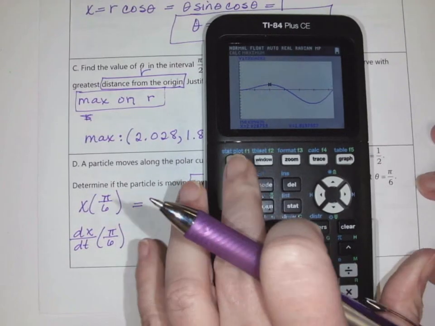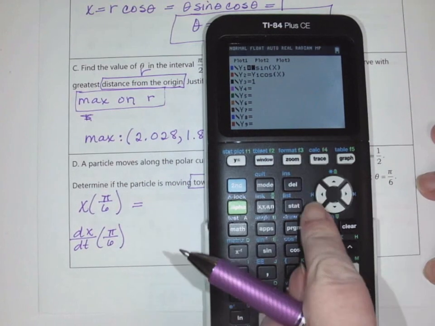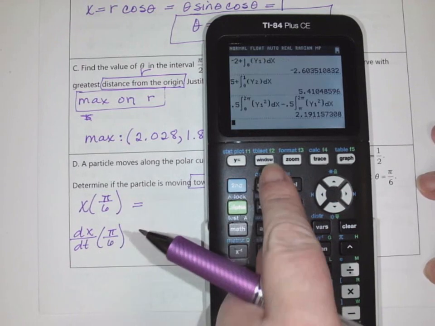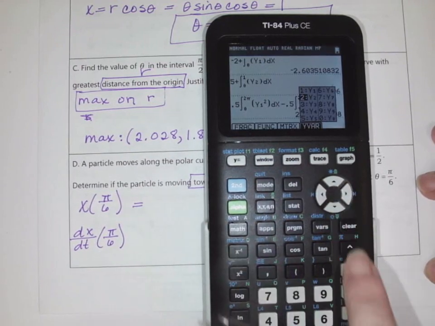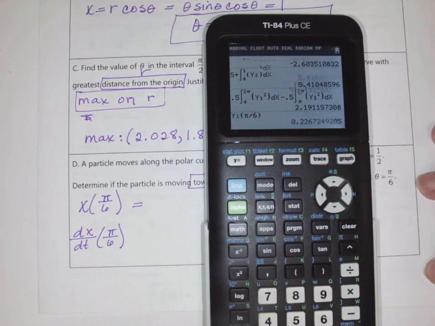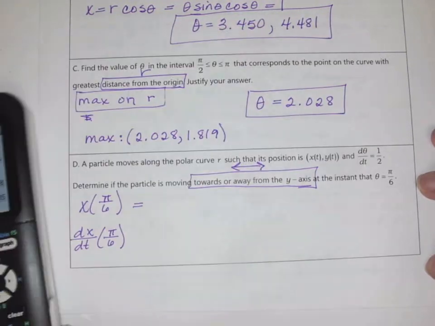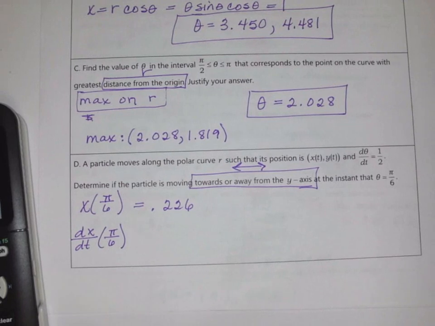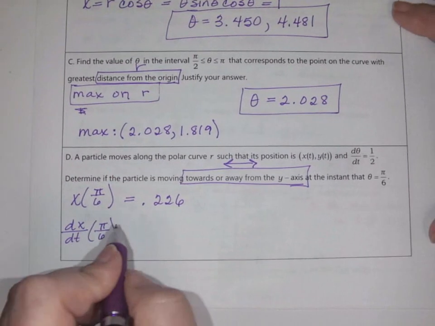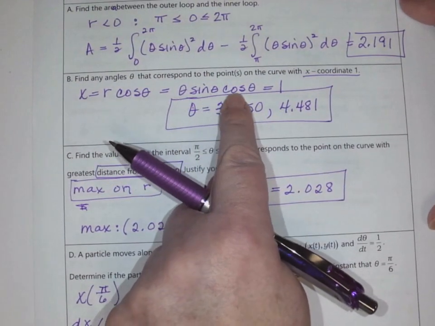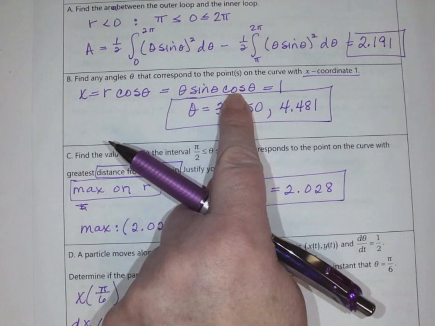Well, x at pi over 6, we already have our equation for x in there. So that's in y2, so I'm going to activate it. So I am going to do alpha trace y2, and I am going to type in pi divided by 6, and I'm going to get the decimal 0.2267. So 0.226. So now I need dx dt. Well, this one I'm going to have to do a little work. So I know that my x is theta sine theta, cosine theta. So I want the derivative of that at pi over 6.